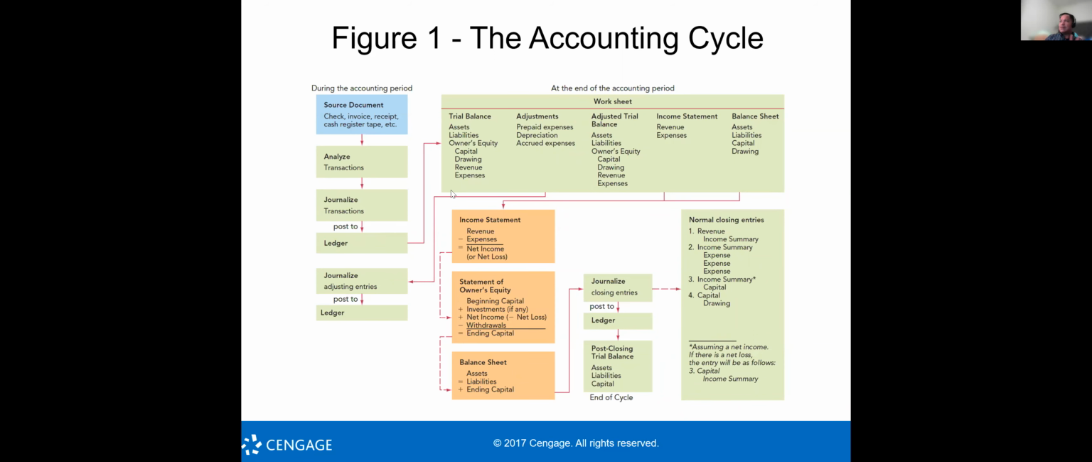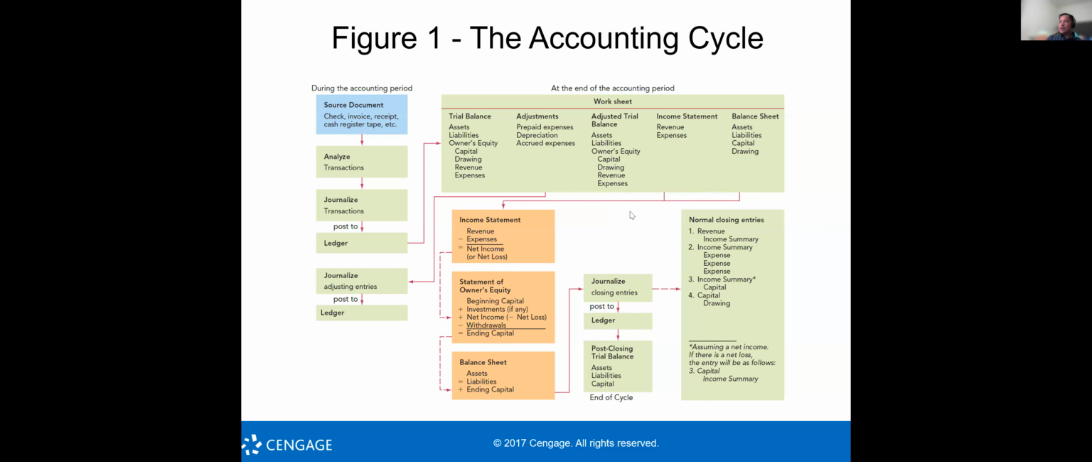So if we look at the accounting cycle here, during the accounting period, say we're working on January 1 to January 31, we have the source documents. We gather the source documents, then analyze those source documents and journalize the transactions. Once we journalize it, we post those journal entries to our individual general ledger accounts, and then prepare the worksheet. Once we prepare the worksheet, we will now prepare the income statement, the statement of owner's equity, and the balance sheet.